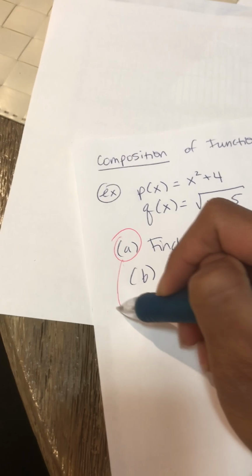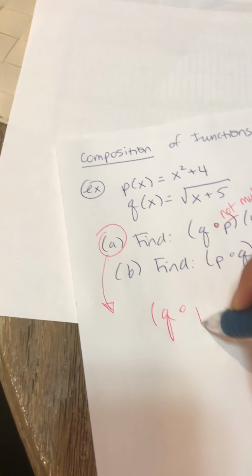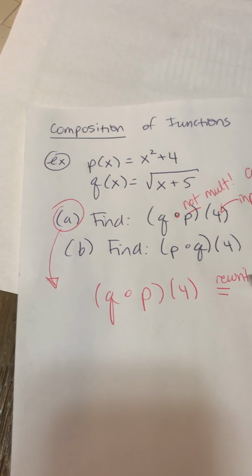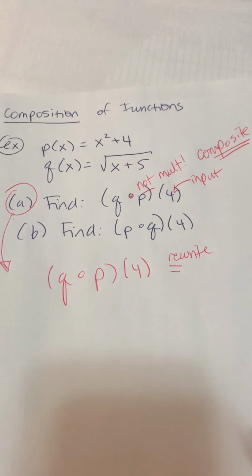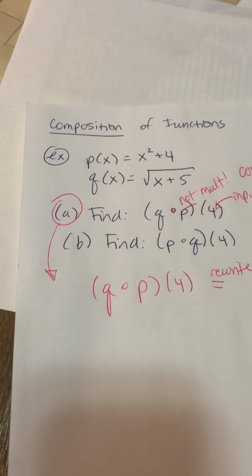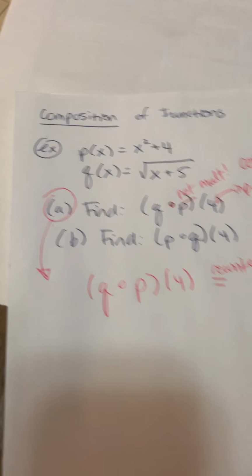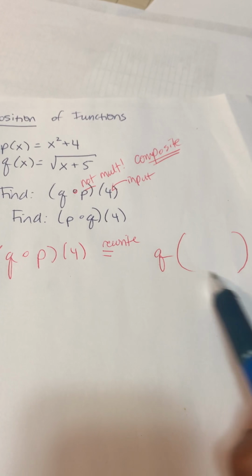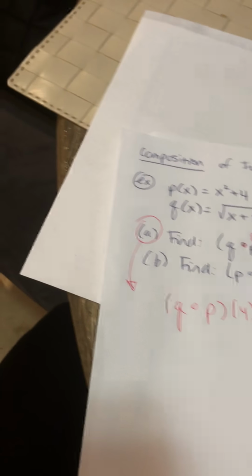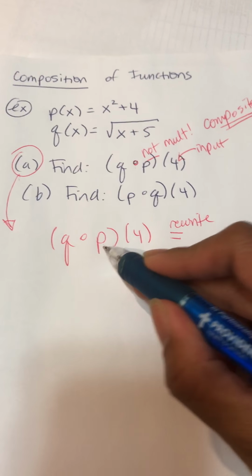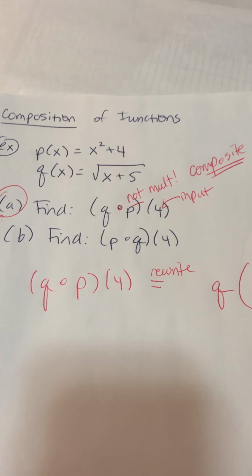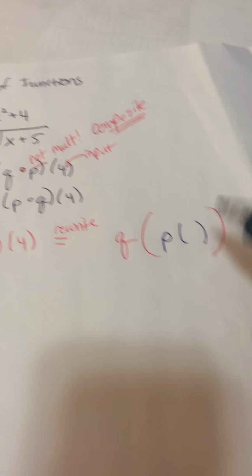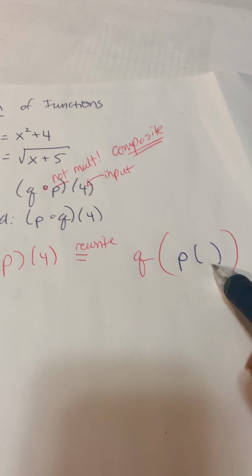So I'm going to do part A right here: Q composite P with the input 4. The first thing I do is rewrite it. I put the Q outside first, and inside the Q, as we're familiar with functions, you have a Q function and then the input inside. The second function is P, so I put it inside the parentheses, and then I put parentheses to say there's an input inside of that.